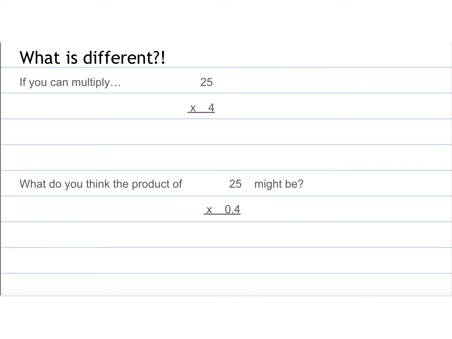So take a look at this problem, 25 times 4. You probably know what 25 times 4 is, or you're able to solve it on paper, which is fine as well. But if you can figure out this problem, 25 times 4, how do you think that answer might be similar to this problem, 25 times 4 tenths?